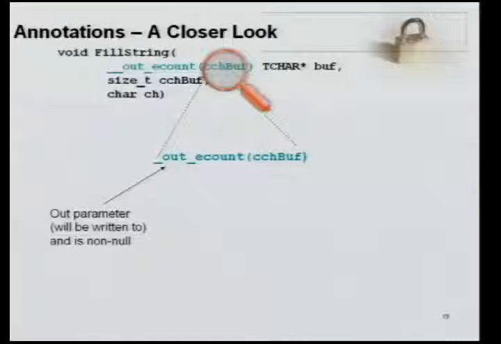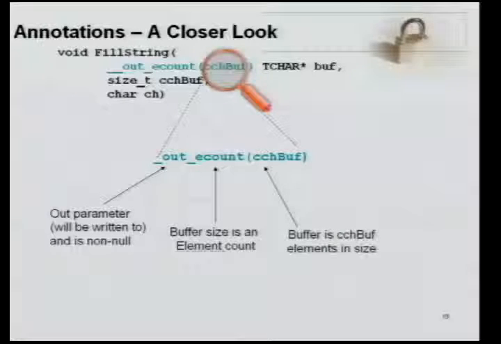So what it says is the underscore out, that's the prefix in the annotation. What that says is this buffer needs to be non-null because this buffer is going to be written to by this function. The second one is there is a length parameter. This buffer has a fixed length, and that length is passed in by the cchBuff second parameter. Furthermore, that length is an element count, which means a character count in this case, versus a byte count. And this indicates which parameter actually communicates that length.